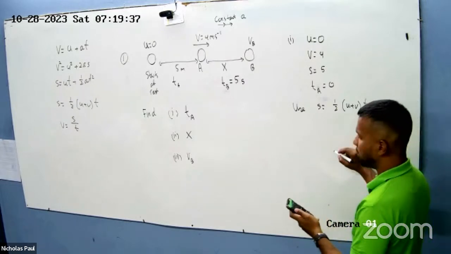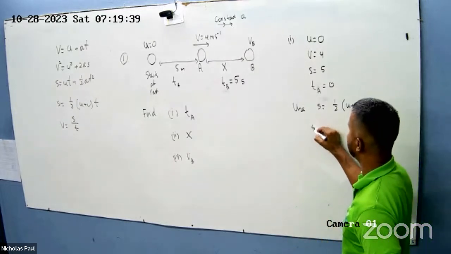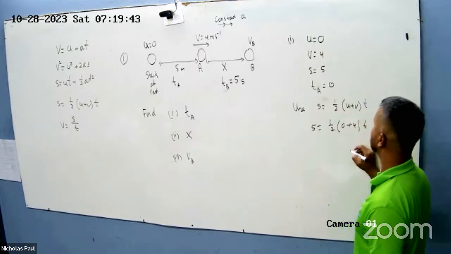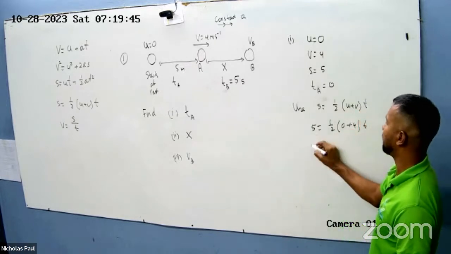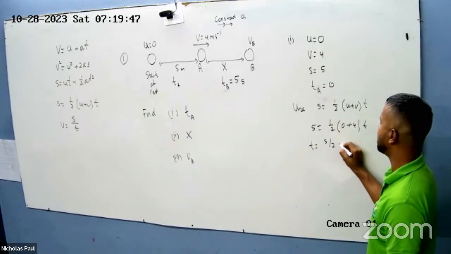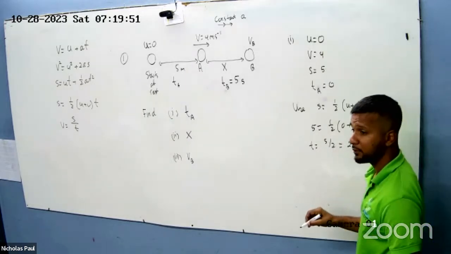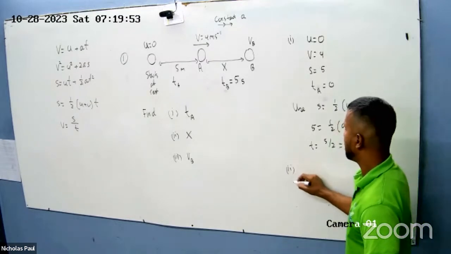All right, so S is 5, a half by 0 plus 4 by t. A half of 4 is 2, carry across that, and you'll get t is 5 on 2, which is 2.5 seconds. All right, part 2 now. We need to get x.